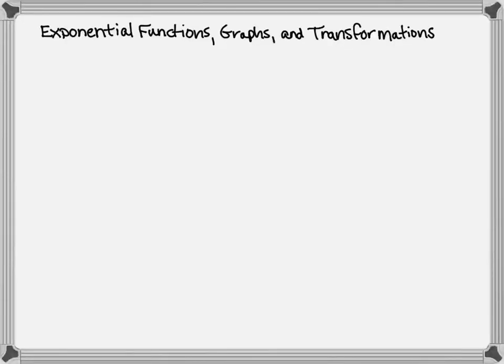Let's look at exponential functions and how their graphs are affected by transformations, as well as how their attributes are affected by transformations. So let's look at y equals 2 to the x. We're going to use this as our parent function right now. And then we'll look at y equals 4 times 2 to the x, y equals 1/2 times 2 to the x, and y equals negative 2 to the x.